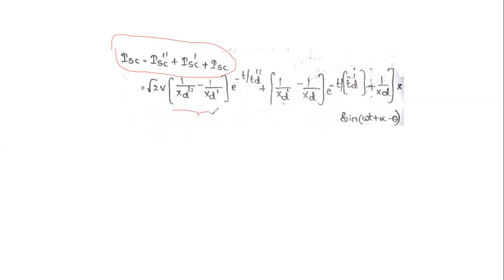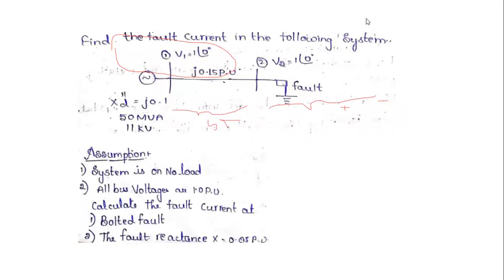Okay, this is the subtransient period, this is the transient period, and this is the steady state period. This is the formula for the short circuit currents in the case of a generator or the alternator. This is the derivation for the short circuit currents in the synchronous generator or alternator. Okay, next coming to the problem.